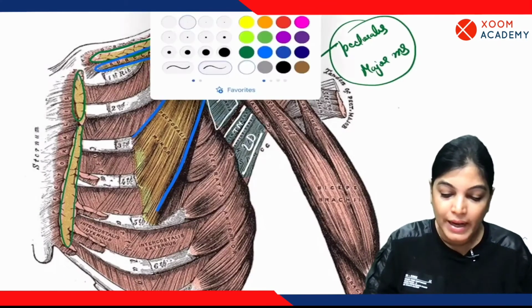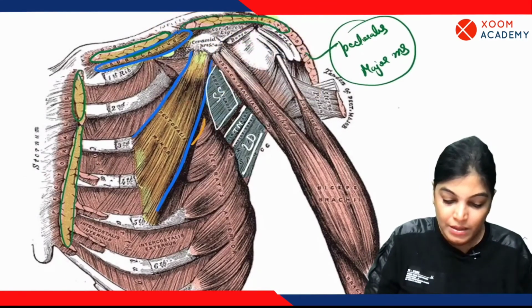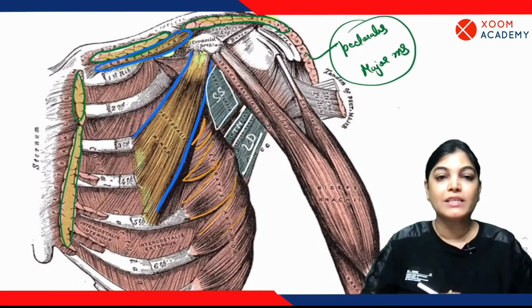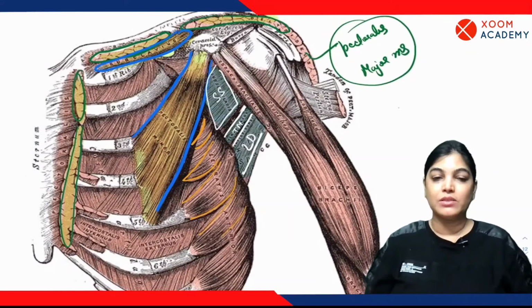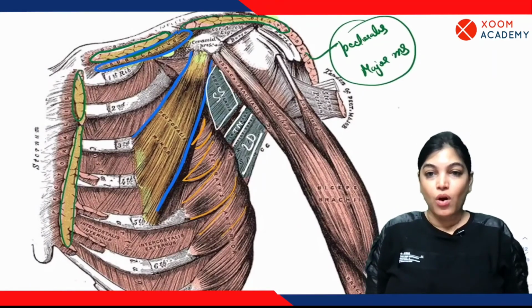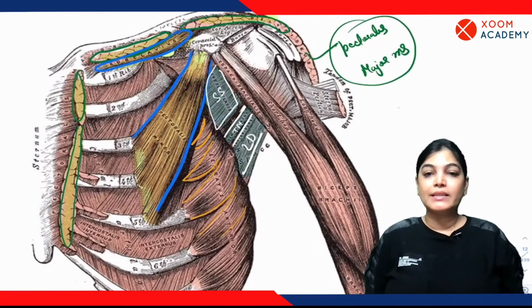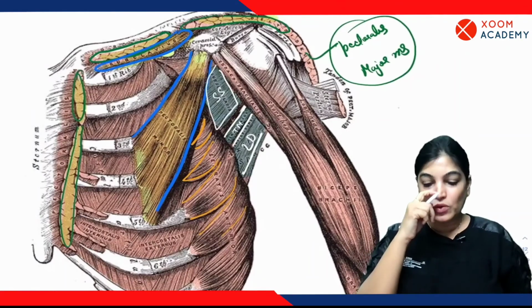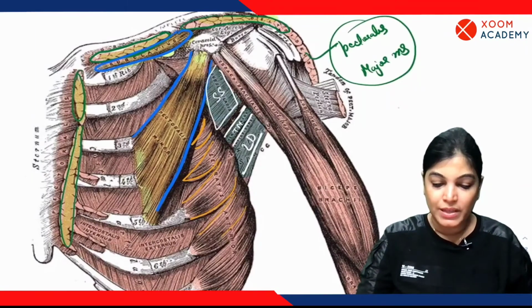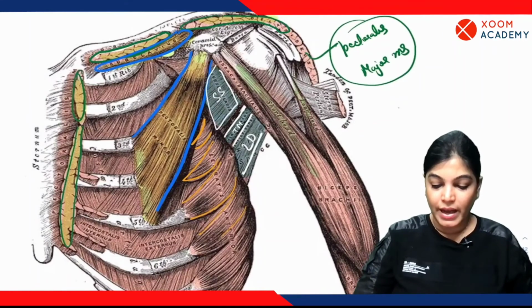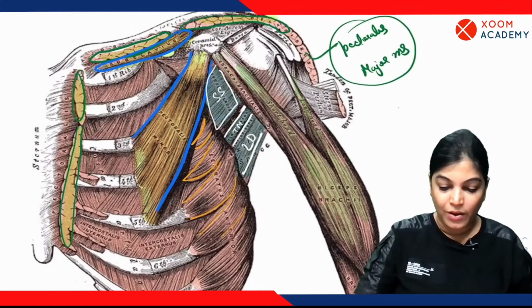Now you can also appreciate in this diagram these serrated-like muscles on the medial aspect, which are the serratus anterior muscle. The serratus anterior muscle forms the medial wall of the axilla, and laterally it is bounded by the humerus bone, and the humerus bone is overlapped, as you can appreciate in this diagram, by the short head and the long head of the biceps brachii muscle along with the coracobrachialis muscle.